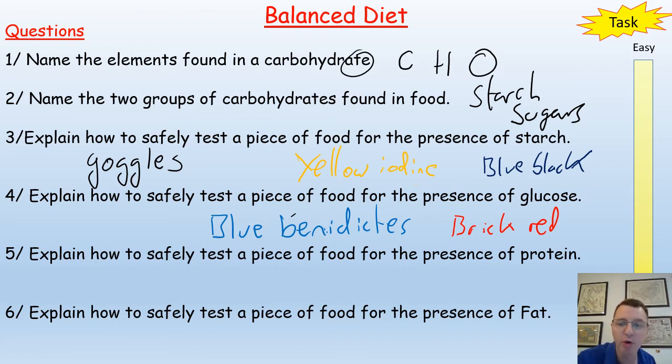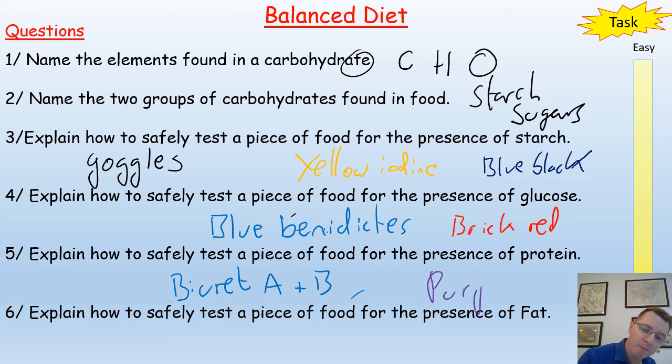How do we test for the presence of protein? Again, safely, don't forget the goggles. We need to have two chemicals which eventually have a blue colour, which are biuret A and B, and they will turn purple if protein is present. Purple for protein.